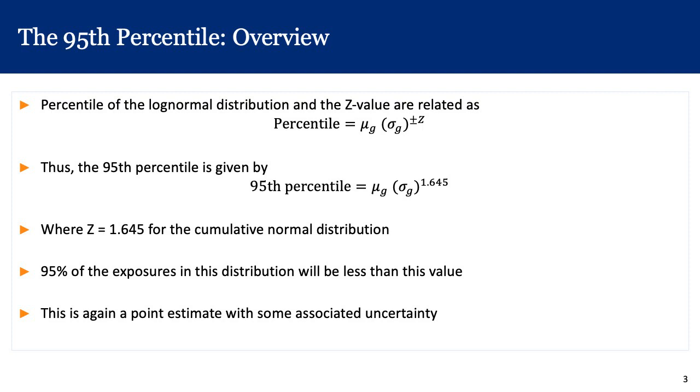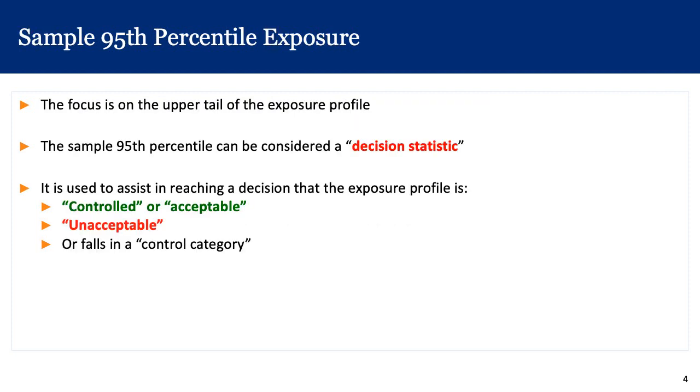And so 95% of the exposures in this distribution are going to be less than the 95th percentile. That is the definition of the 95th percentile. Again, this is a point estimate with some associated uncertainty. The 95th percentile is in the upper tail of the exposure profile, and we are very interested in it. It turns out that this is our decision statistic when we are reaching a decision about whether an exposure profile is considered controlled, acceptable or unacceptable, or falls in one of the AIHA categories that we talked about previously in this course.